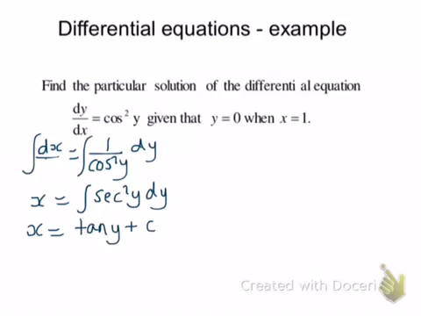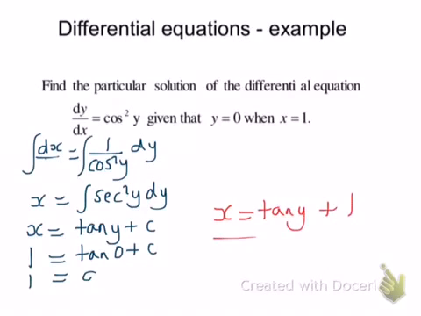But we've been told that when y equals 0, x equals 1. So substituting these in, I'm told that 1 equals tan 0 plus c, which means that c is equal to 1. So now I have my function x equals tan y plus 1.